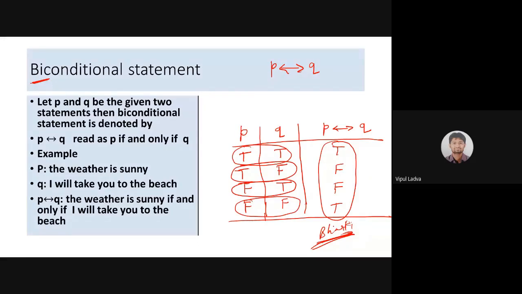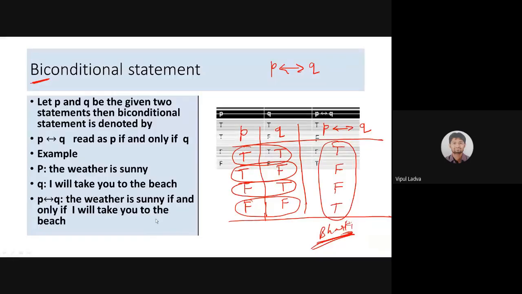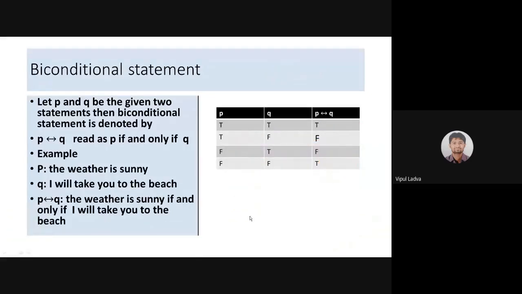Almost many of you agree with Bharti. Is it? Let me show you the correct one. Yes, Bharti is correct. It will have the value true if both of these are true or both of these are false. In both these cases, the truth value of that particular biconditional statement will be true. So you need to have this difference between the biconditional statement and the conditional statement.